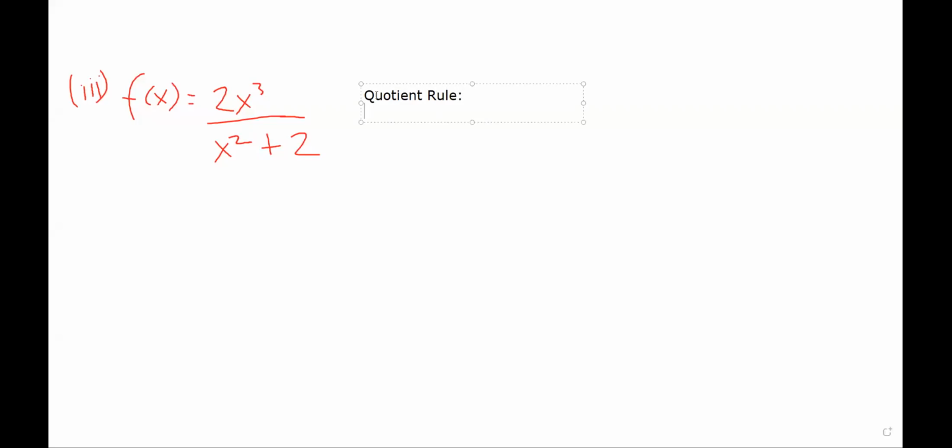Quotient rule, right? So our quotient rule states that we'll have our second function of x multiplied by the differential of our first function of x, minus our first function of x multiplied by the differential of our second function of x, right? And all of that is going to be divided by the second function squared.